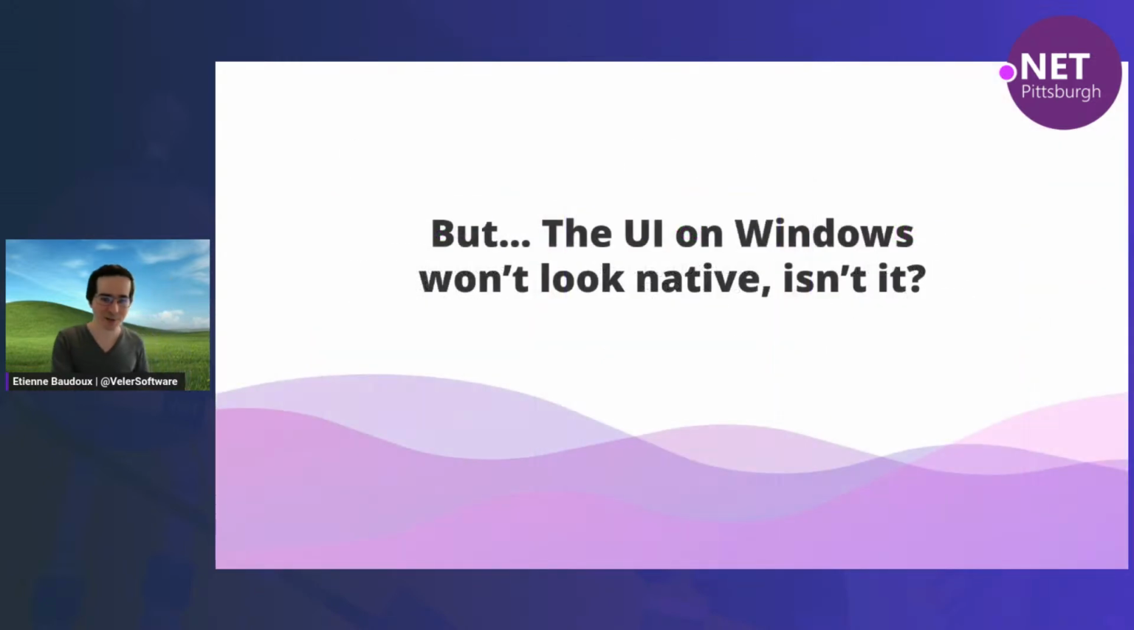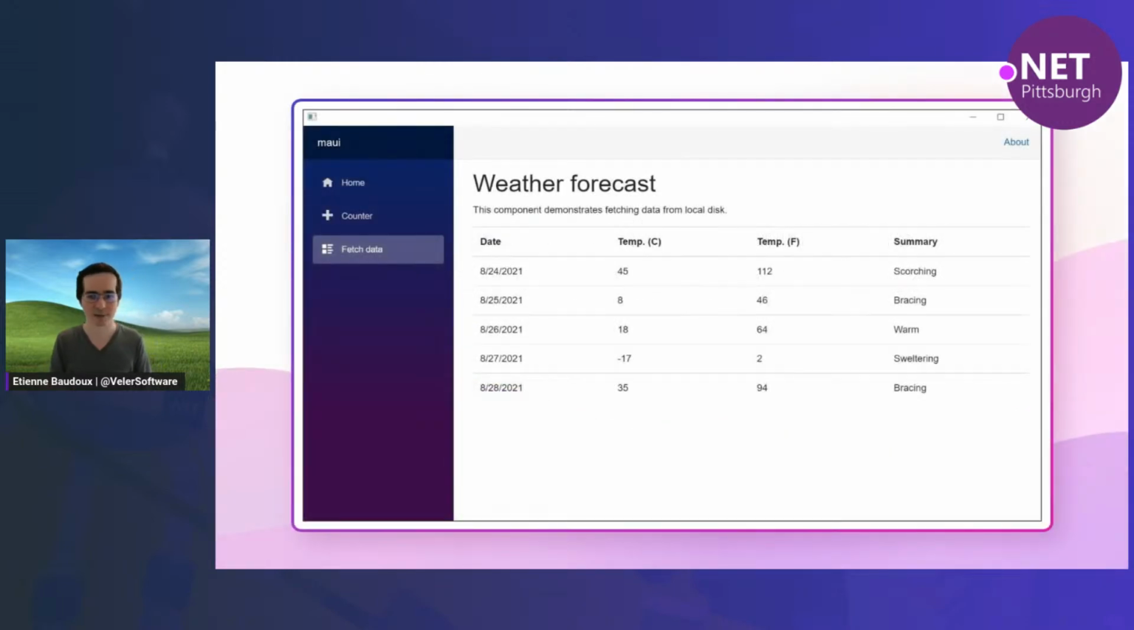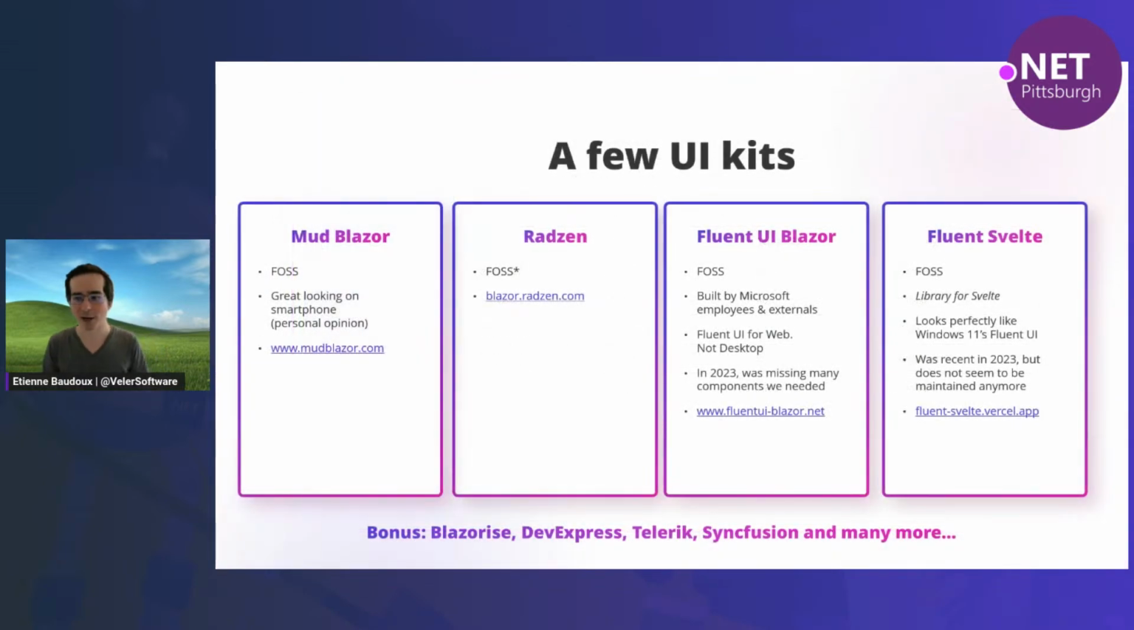Now, with all this being said, okay, the UI will be web-based. So what about the Fluent UI in this story? Because it would be web-based, so no Fluent UI anymore, right? And you're absolutely right, because by default, when you create, for example, a Blazor MAUI app, you get this UI, which has nothing to do with Fluent UI. But there are a few UI kits out there, and here are a few ones that I want to recommend. I cannot mention them all, there are way too many, but here are a few.